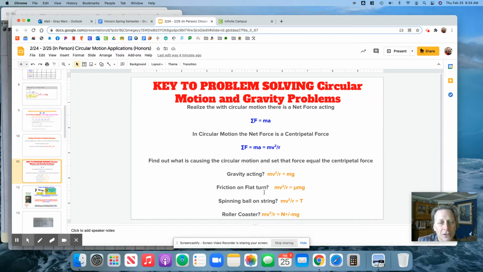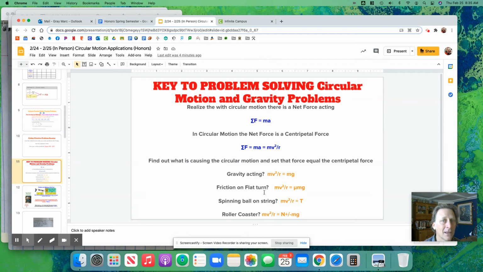For a friction turn in a car, you're going around a corner and your friction on the road is helping you on. mv squared over r is being provided by friction on a flat surface. We call that mu mg. When you have a ball spinning on a string, we call that force that's holding it in the circle tension. So you notice mv squared over r equals tension. And for a roller coaster, we're going to see how the normal force acts as a centripetal force. And there's some irregularities about how the normal force acts at the top versus the bottom of a roller coaster ride. And so we end up having normal force plus or minus mg. We're going to explore that one here in just a minute.